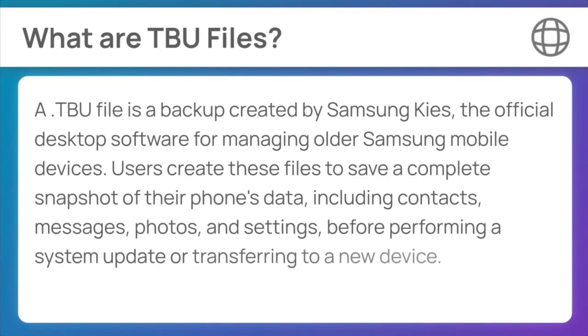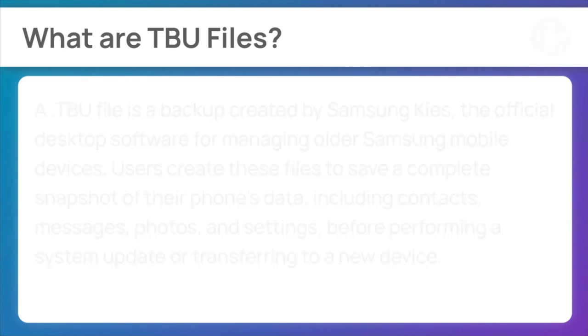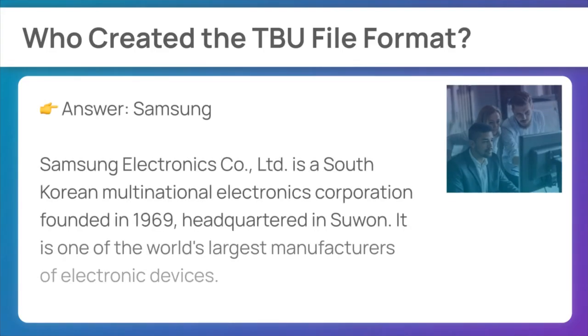A TBU file is a backup created by Samsung Kies, the official desktop software for managing older Samsung mobile devices. Users create these files to save a complete snapshot of their phone's data, including contacts, messages, photos, and settings, before performing a system update or transferring to a new device.